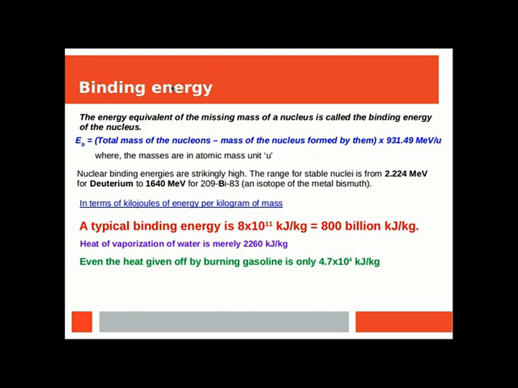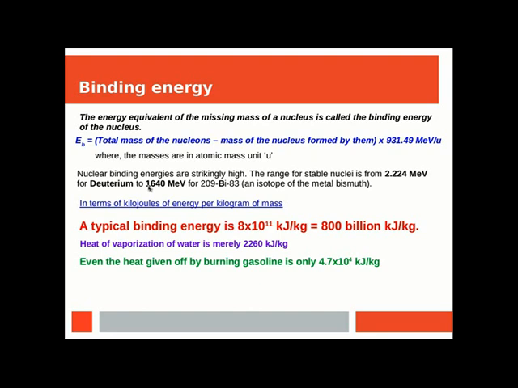Now, as I already said, the energy equivalent to the missing mass or mass defect of the nucleus is called the binding energy, and it is given by the total mass of the nucleons minus the mass of the nucleus formed by them, multiplied by this value.